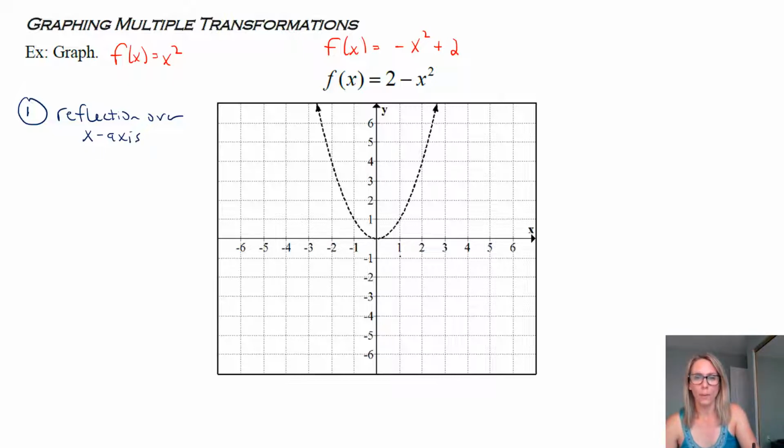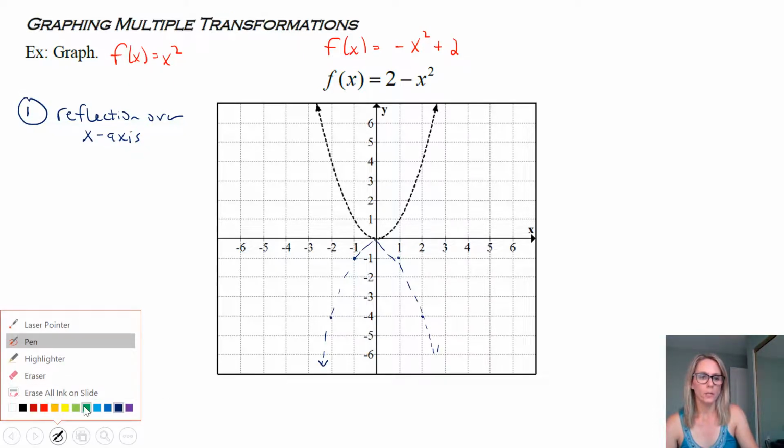So I'm going to do that, but I want you to see that I'm not done. I'm just going to show you what the first step would be, so that you can see that this is not our finished product. This is just the first step. So I'm just reflecting it over the x-axis.